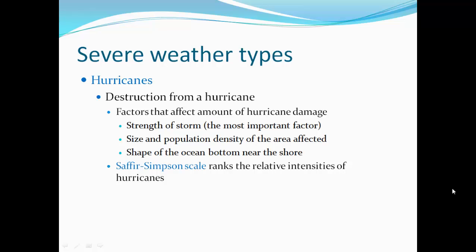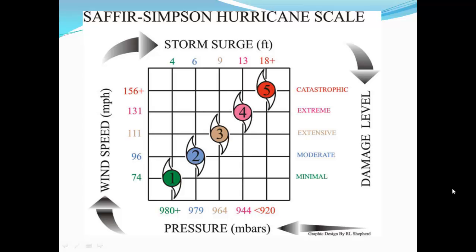What affects destruction from a hurricane? How much damage do we get? The strength of the storm is the most important factor, as well as the size and population density of the area affected, and the shape of the ocean bottom near the shore. The Saffir-Simpson scale ranks the relative intensities of hurricanes. A Cat 1 is the weakest, at 74 miles per hour. Cat 2 is at 96, Cat 3 at 111, Cat 4 at 131, and Cat 5 is 156 or greater wind speeds. Those are our catastrophic storms.